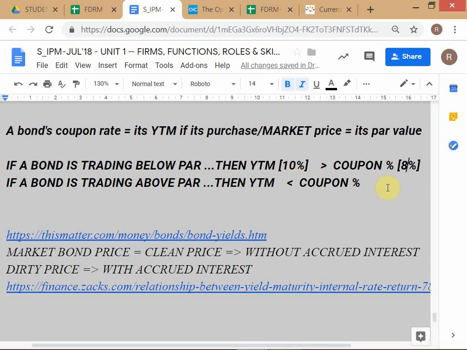Okay, so there are only two ways for a bond investor to make sure that he realizes a 10% return on a bond which is paying an 8% coupon. There's only one way left now. The bond is paying a coupon of 8%. If he buys it at par, he will get only an 8% return. Is that clear? Now, how will he make sure that his return goes to 10%?